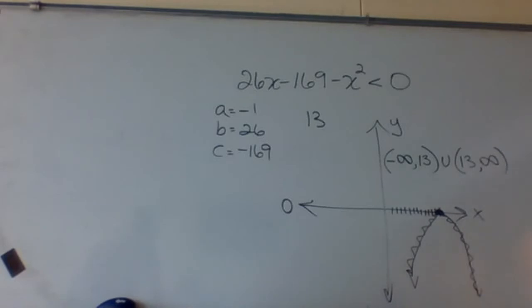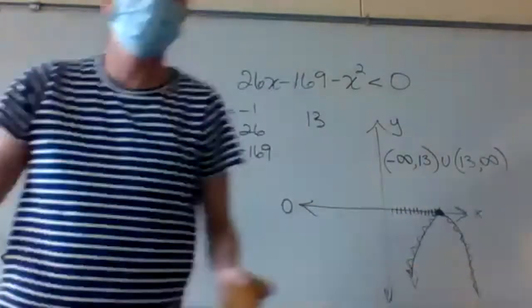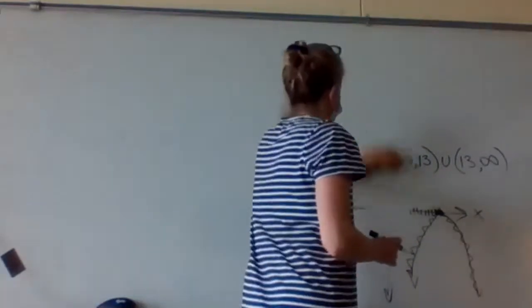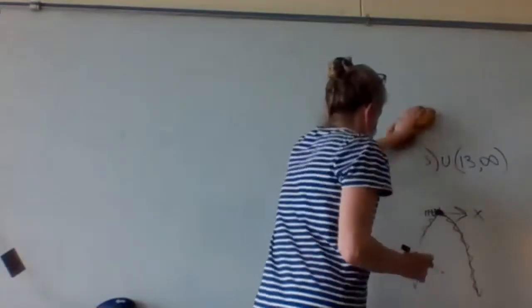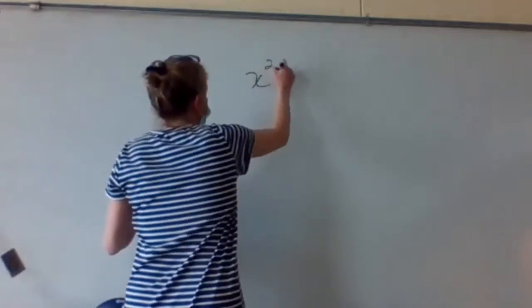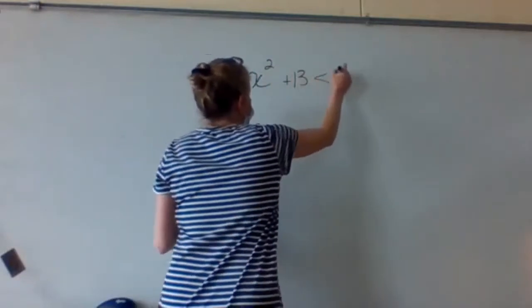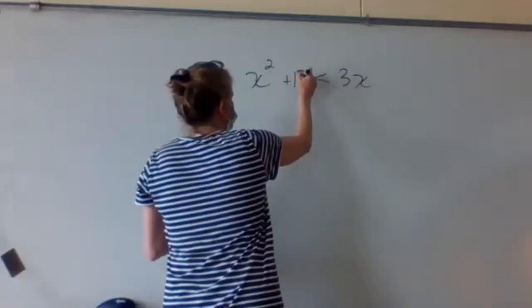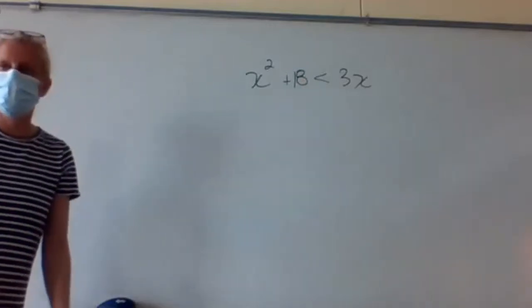All right, last one. I told y'all this section was short and sweet. X squared plus 18 is less than 3x.